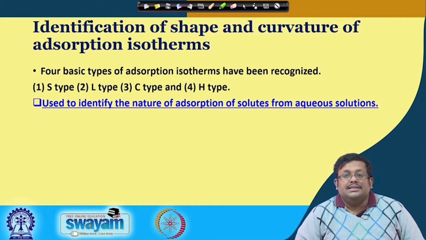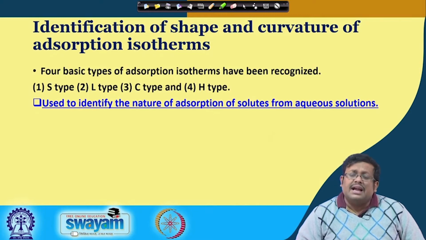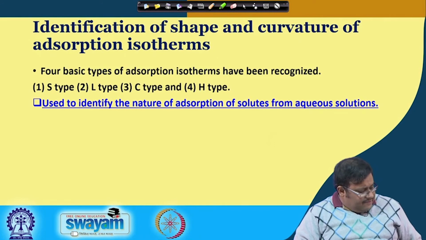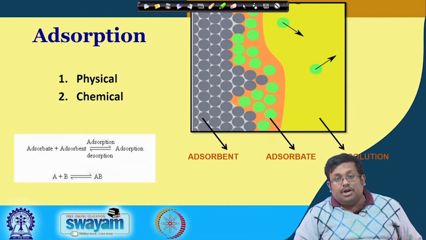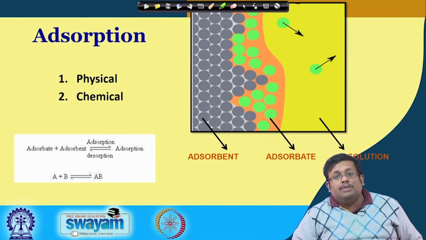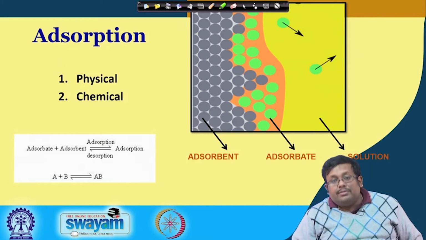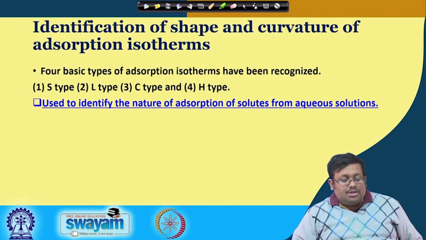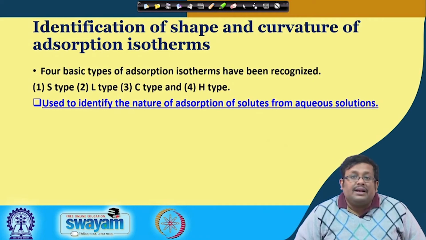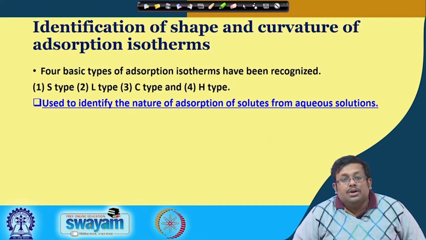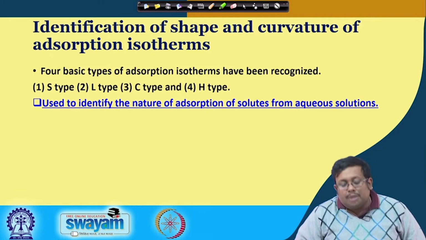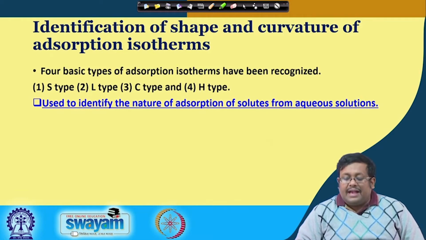If you remember the difference between the adsorbent and adsorbate, in our case the adsorbent is soil and the adsorbate is a particular molecule which is getting adsorbed on the adsorbent from the solution or soil solution. So, using this shape and curvature of the adsorption isotherms, we identify the nature of adsorption of solutes from aqueous solution.